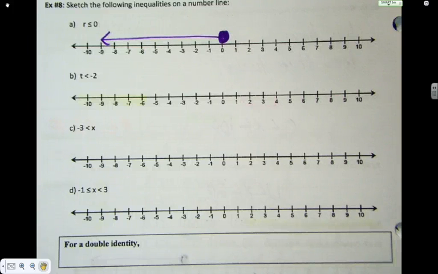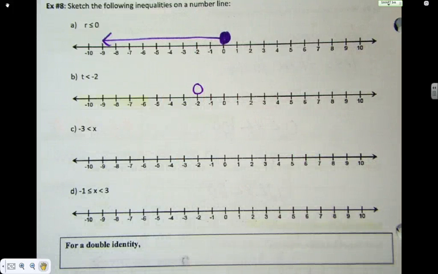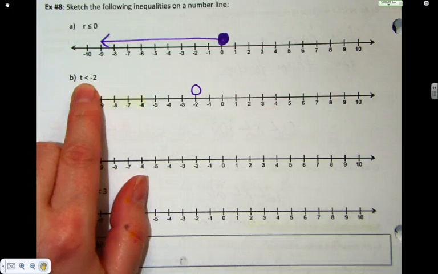T is less than -2. We go to -2, put a dot. Decide if we need to fill it in. Is it an open dot or closed dot? Open dot. Why? Because there's no or equal to.